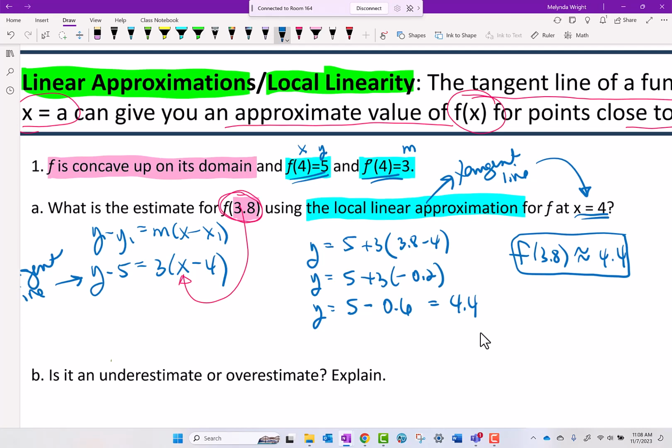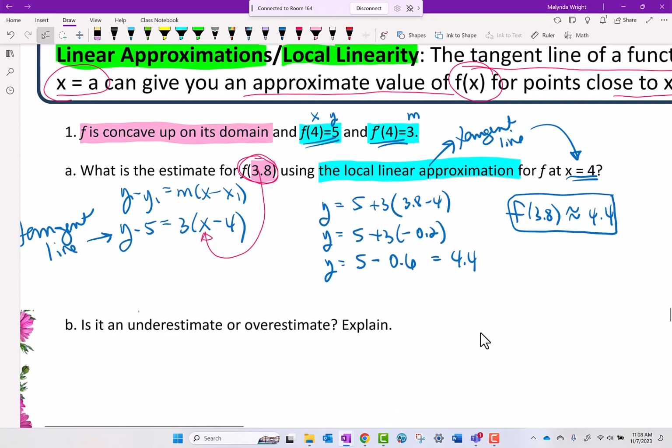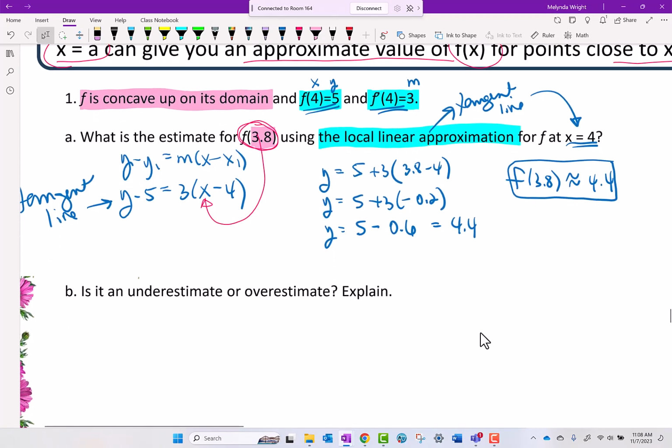Okay, one other little nuance for this, and this is talking about over and under estimate. In order to do this over or under estimate, you have to know about concavity. So this part right here, this concave up business goes down here. It's going to be an over or an underestimate, and we're going to talk about how we can tell.